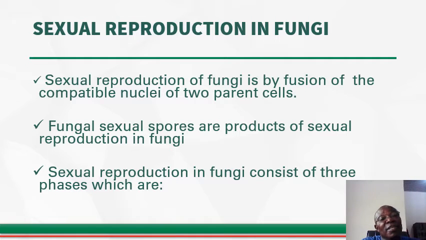Having talked about the asexual spores, let us look at sexual reproduction in fungi. Sexual reproduction in fungi is by fusion of compatible nuclei of two parent cells, and fungal sexual spores are the product of sexual reproduction. Sexual reproduction in fungi consists of three phases, which we are going to look at.